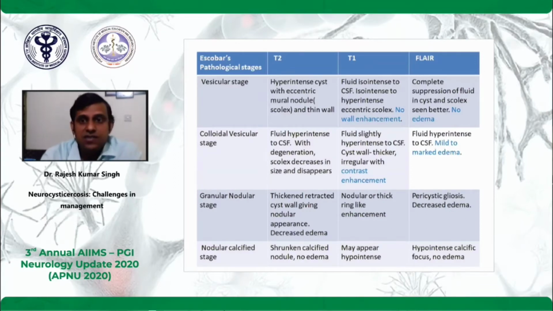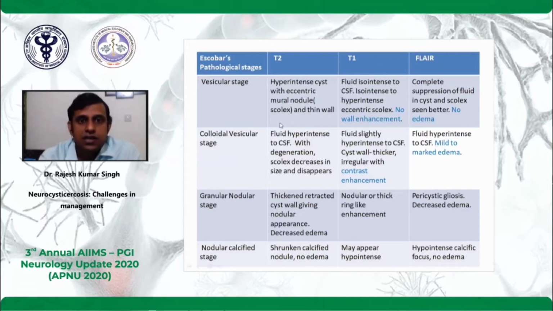It is difficult to remember, but we have to know about the vesicular stage, as the NCC is cystic. We can just remember that on T1 it is isointense to CSF, and as the cyst is not degenerating, there will be no enhancement. There will also be no edema on the FLAIR image, and it will be hyperintense on T2, and it will be completely suppressed on the FLAIR image. The scolex is best visible on the FLAIR image as a hyperintense and eccentric part.